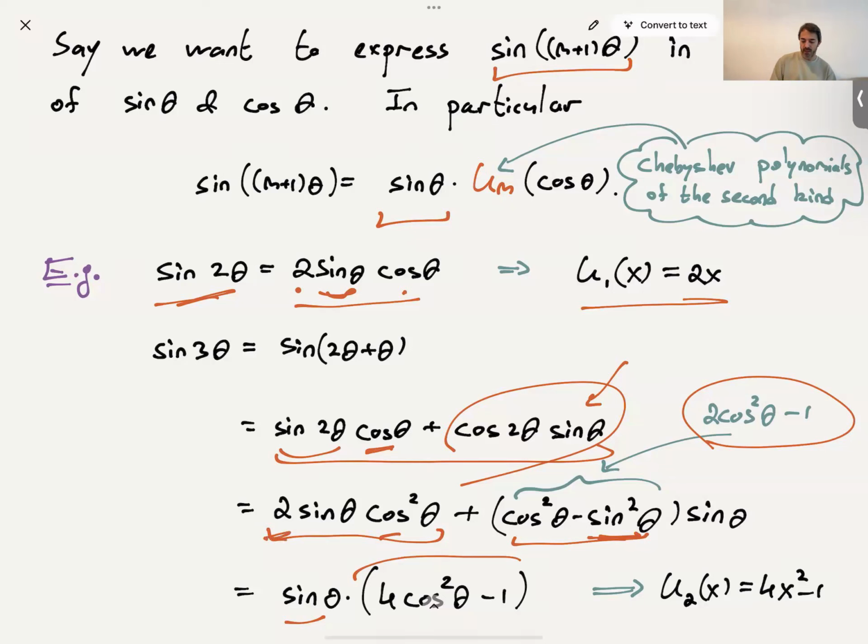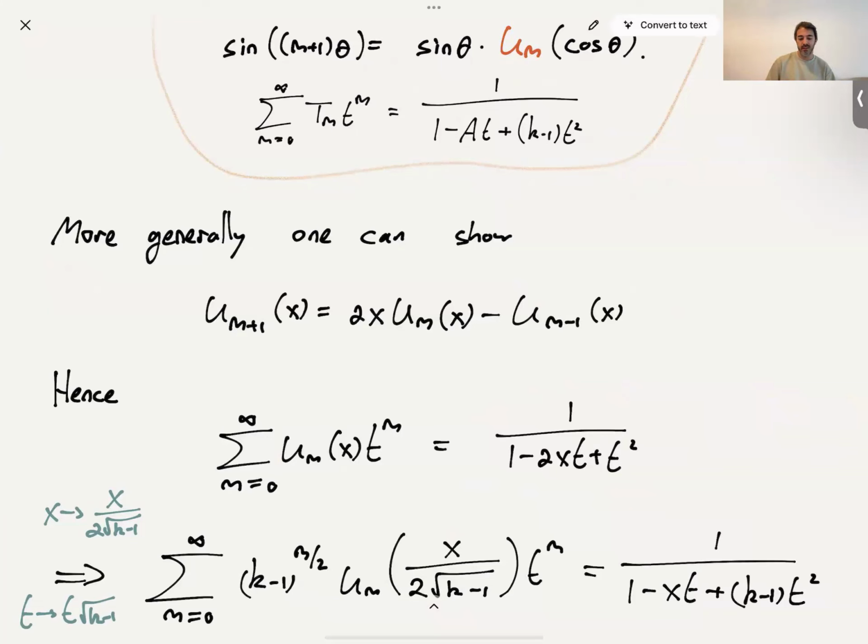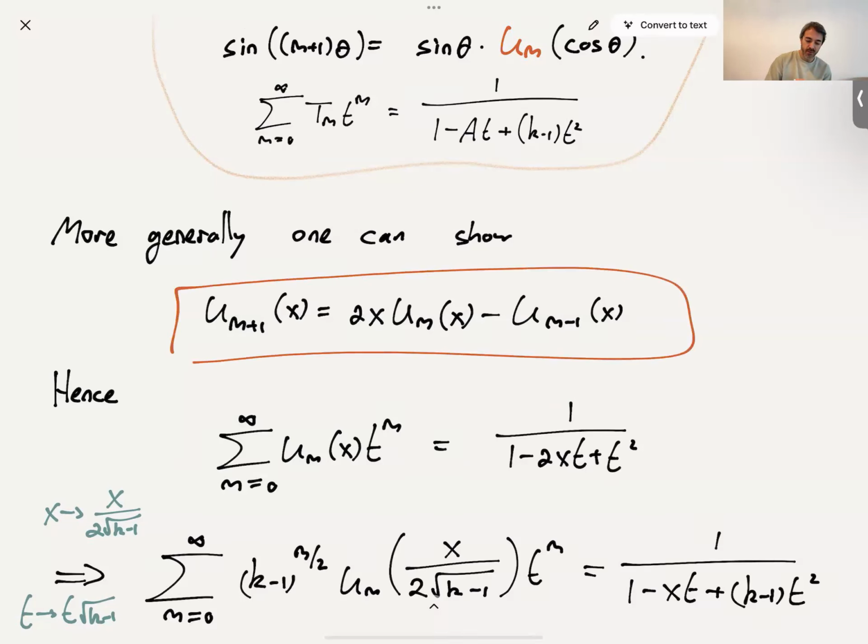You have a 2 from here and a 2 from here, so that's a 4. So this means that U2 also exists. It wasn't an overly strong requirement to have this kind of form. And U2 is actually 4x squared minus 1. Generally speaking, you can just continue doing that. It's not completely trivial, but it's not so hard. And you can show that U_{n+1} satisfies this recurrence relation.